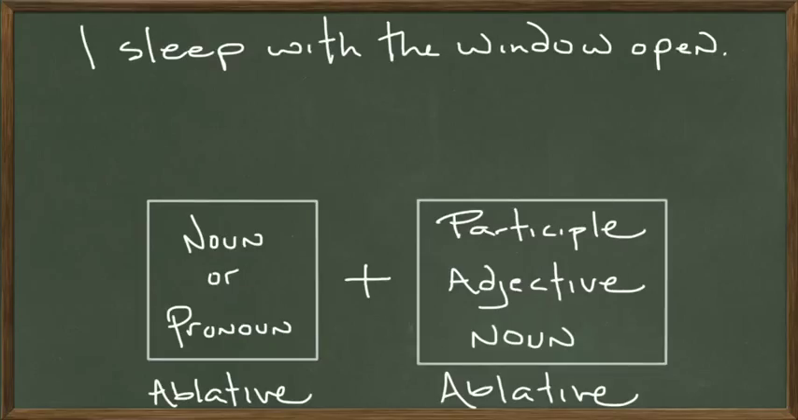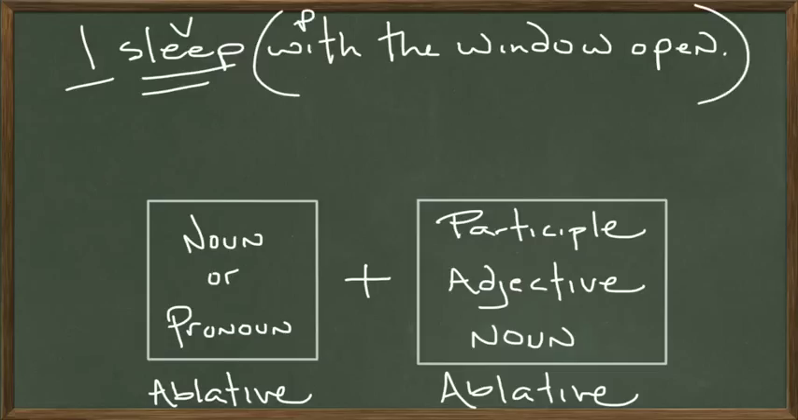Let's take a look. I sleep with the window open. First of all, let's forget all the stuff about the ablative absolute, and let's look at this sentence. The main sentence is, I sleep. I is the subject, it's performing the action, and the verb is sleep. Then you have this preposition, with the window open, a prepositional phrase that is describing how you sleep. It's an adverbial phrase, a prepositional phrase being used as an adverb. But to be honest, guys, we don't need it. The sentence still makes sense without it.